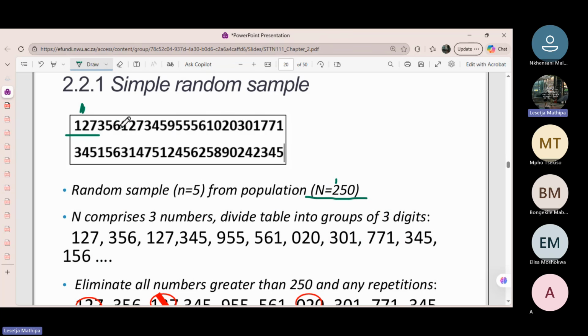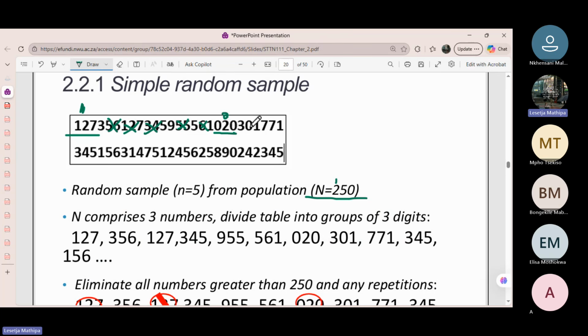356 is greater than 250, so this one is out. 127, you see, it's still appearing, so you're not going to take it again. 345, it's greater than, it's out. 955, greater than, out. 561, greater than, out. And then this is 020, which is 20. Here, we're going to take it as the second element.